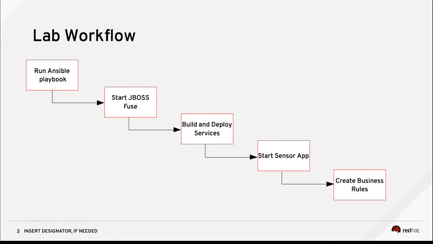First, we'll start the Fuse. Then we will build and deploy the routing service, followed by starting of the Java app that simulates the real-life sensor. We will then create the business rules using a spreadsheet, and finally we'll build and deploy the rule service.